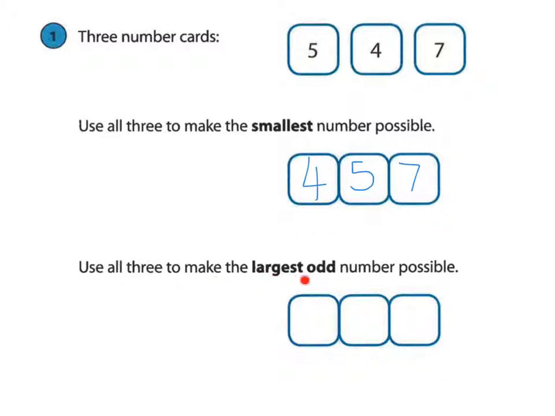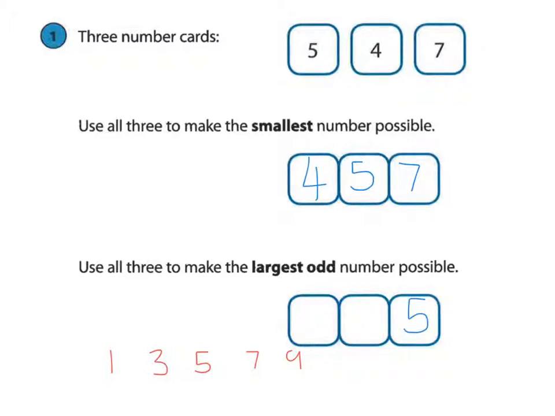Use all 3 to make the largest odd number possible. Okay, to make an odd number, we have to know that a number ending with a 1, 3, 5, 7 or 9 needs to go in the units column. So we can put the 5 or the 7 in our units box here. We want the bigger numbers this time to be in the hundreds or the tens column. So I'm going to place the 5 into the units.